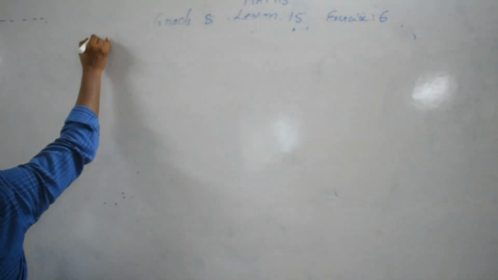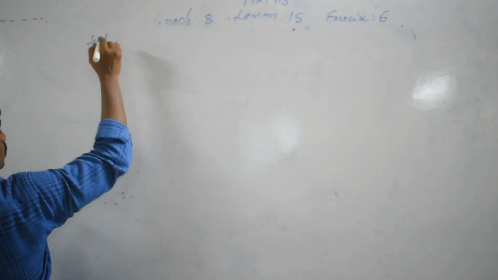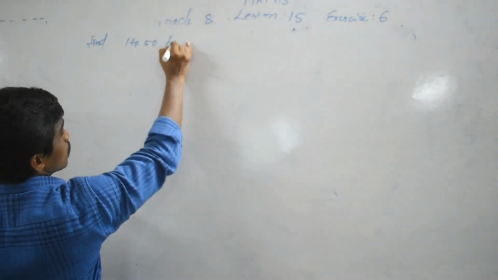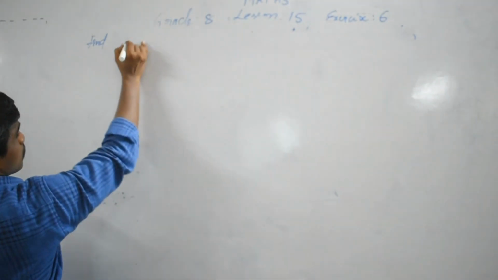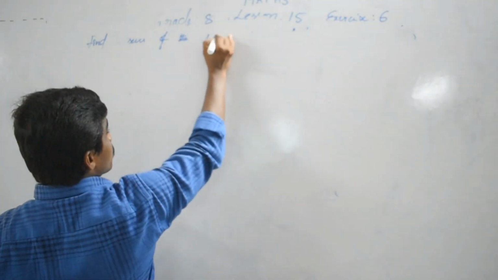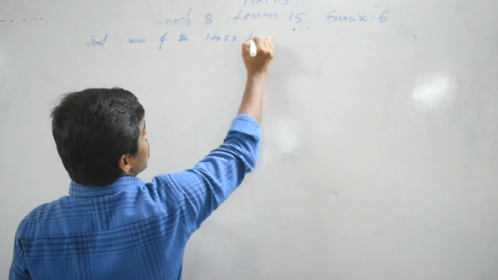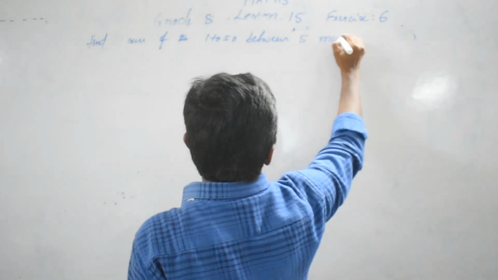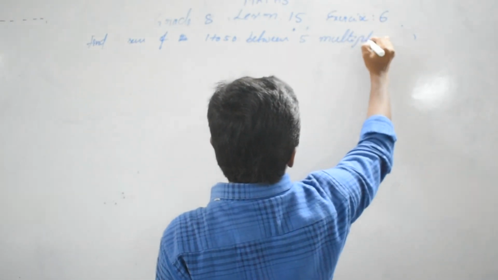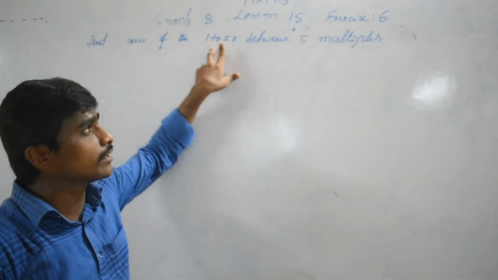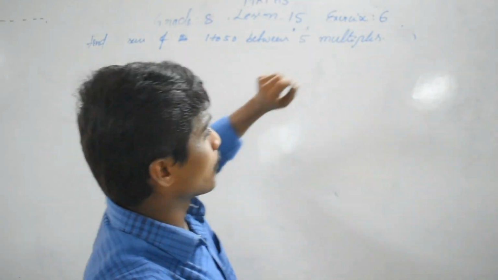Now we are using one formula. Let's take an example. Find the sum of the 1 to 50, between 5 multiples. 5 multiples. Find the sum of the 1 to 50 between 5 multiples.